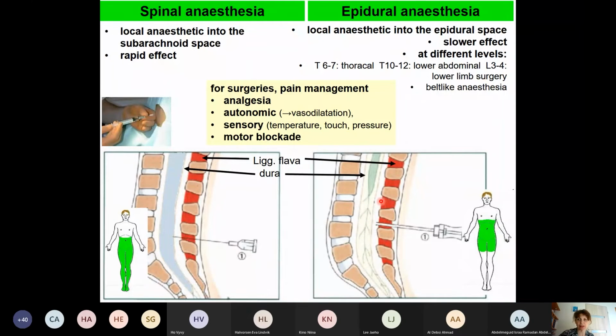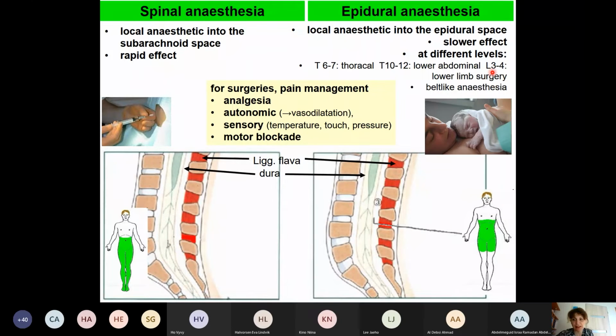And that's why the effect will be a little bit slower, but it can be done at different levels, depending on the purpose. So in case of thoracic surgery, for example, it can be done at the level of T6, 7, or in case of lower limb surgery at the level of L3 and 4. And you will have, in this case, a bed-like anesthesia. And very frequently it is used during delivery to relieve the pain.